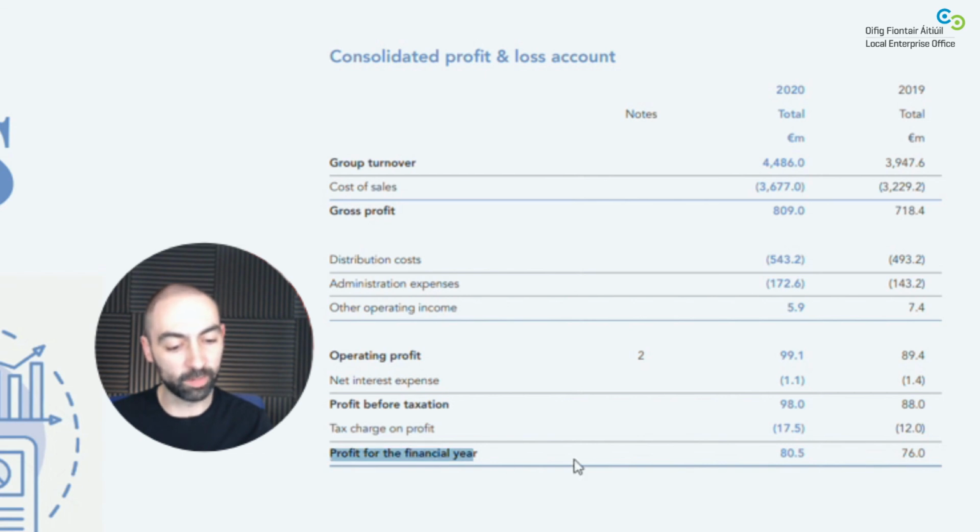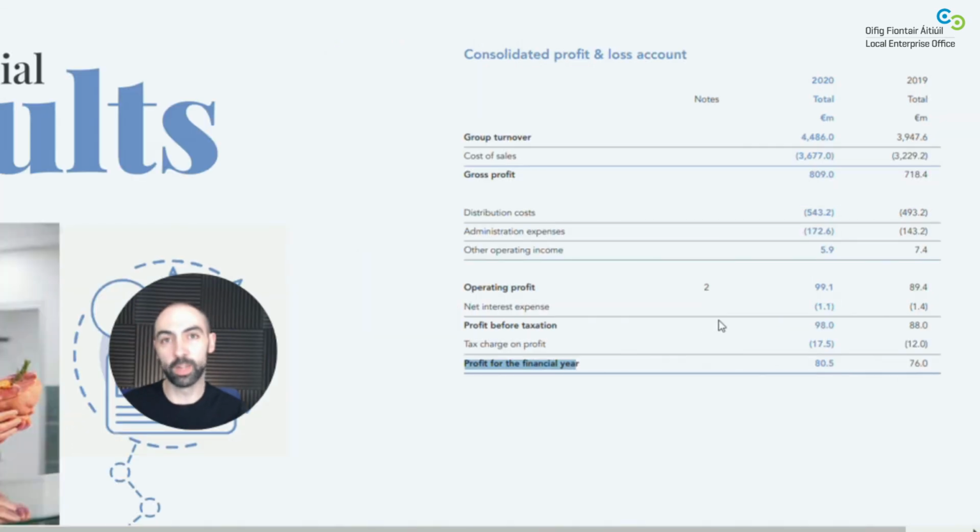The profit here for the financial year, the ultimate profit, is essentially what the shareholders will see as the profit that could be made as a distribution in the form of a dividend. Typically not, typically it's reinvested, but this is theoretically the profit the company has made after taxes, after interest, after depreciation and amortization.